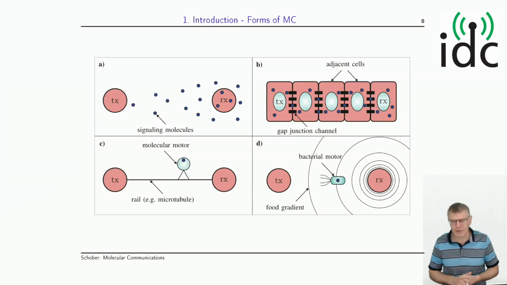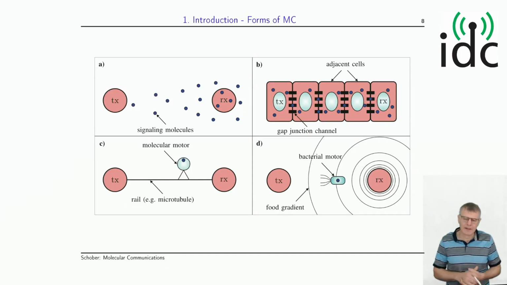Now the final form that I want to mention here is shown in subfigure D, and this is molecular communication via bacterial motors. So here a bacterium is used to transport signaling molecules from a transmitter to a receiver. With this approach you can achieve directed communication because bacteria can be attracted to the transmitter and the receiver via a food source and then pick up signaling molecules, for example a DNA molecule, at the transmitter and transport it to a receiver. So this is another form.